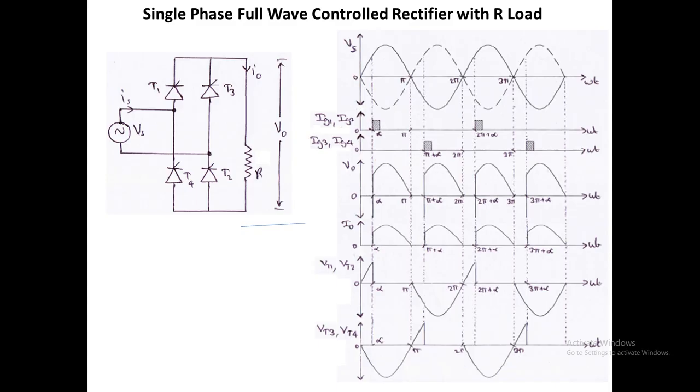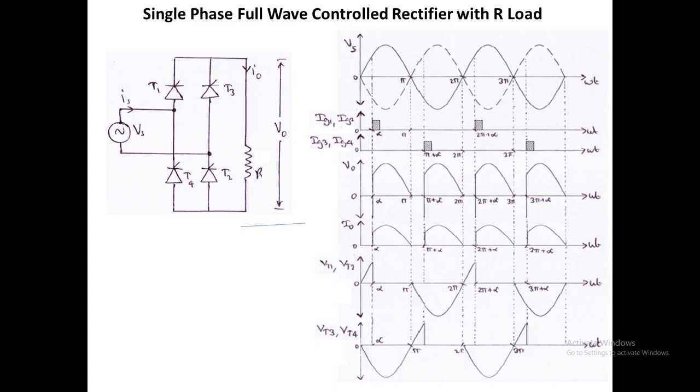Since we are not giving the firing pulses until alpha, the device will turn on at alpha and it will conduct up to pi. Up to that point, from 0 to alpha, it will be in the off condition, so the full voltage is applied across the thyristors. So from 0 to alpha, the full input voltage is across the thyristors, the same as the input voltage, and from alpha to pi it will conduct. T1 and T2 will be conducting, so VT1 and VT2 are 0.